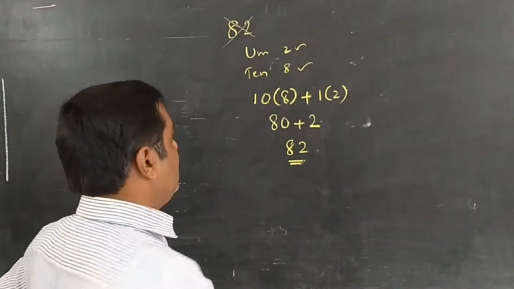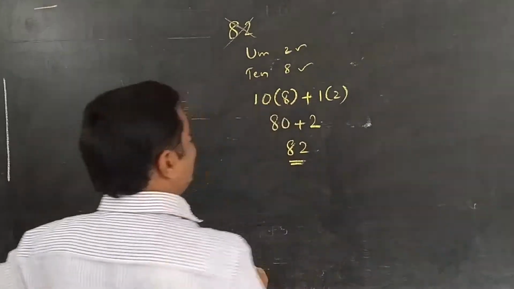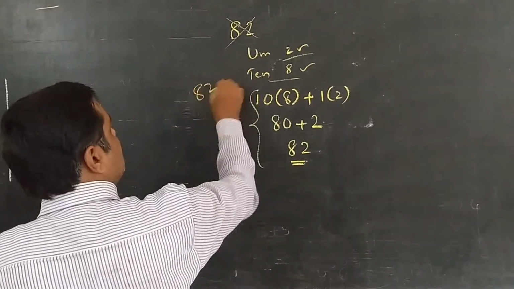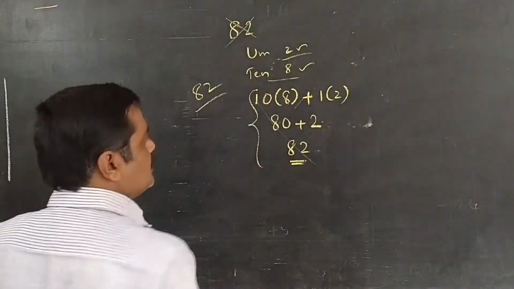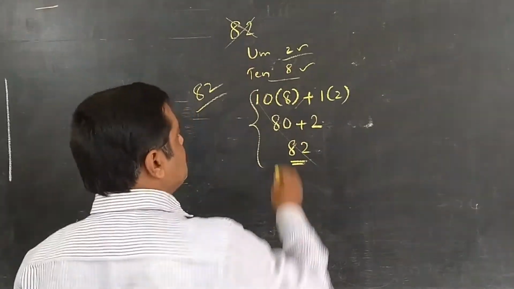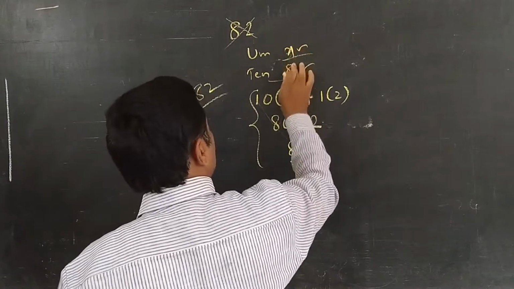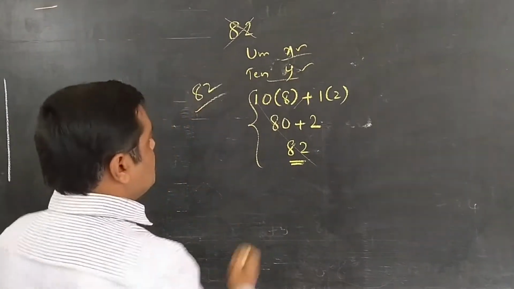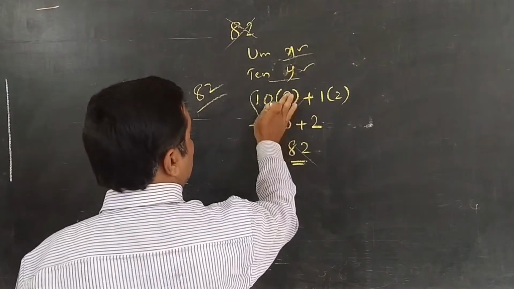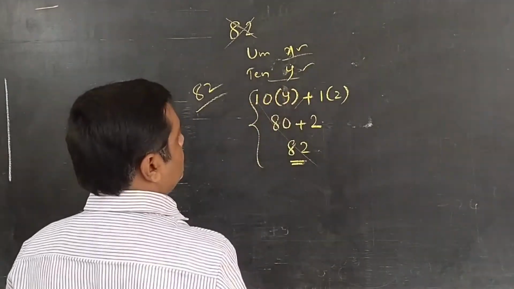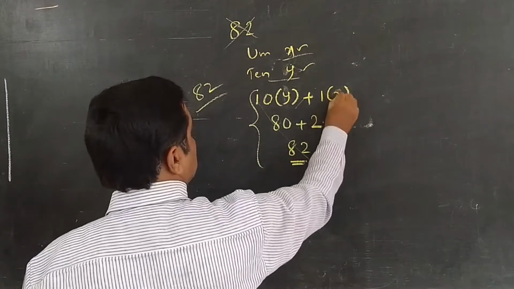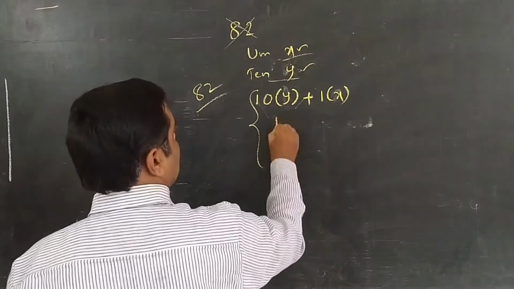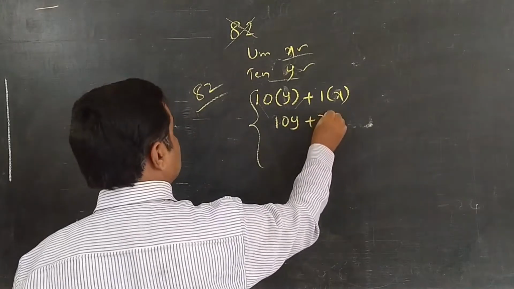In the same way, we know this is the tens place and units place. If these two are variables, for example x and y, how can we arrange the number? If the tens digit is y, you put y there, and if the units place is x, you put x there. Then your number is 10y plus 1x.